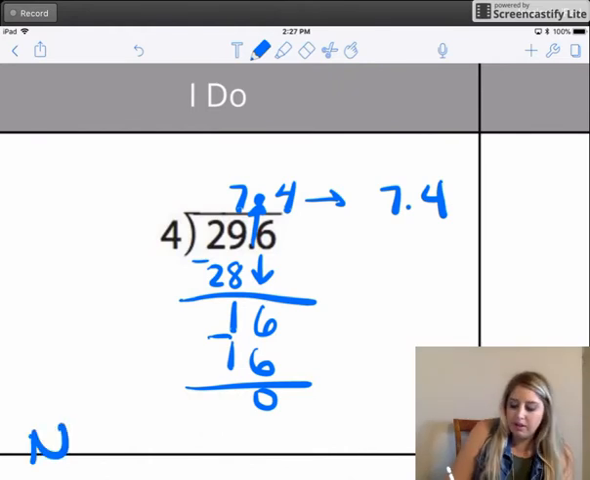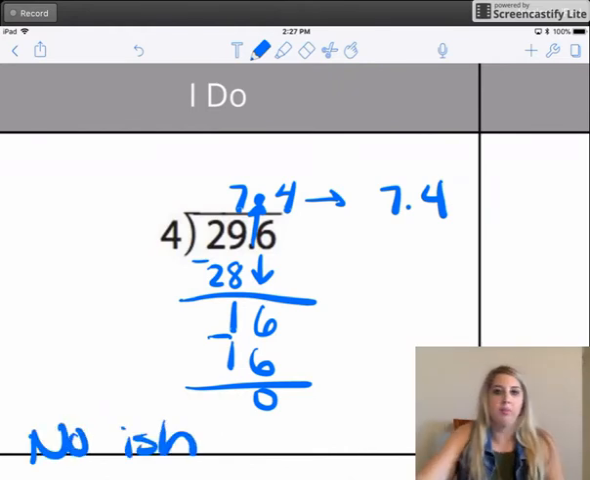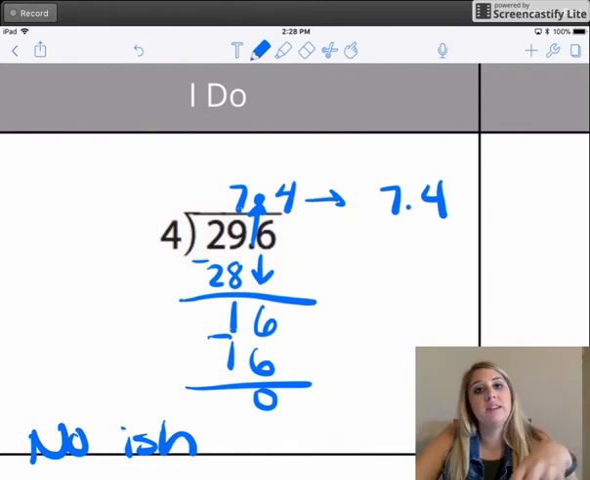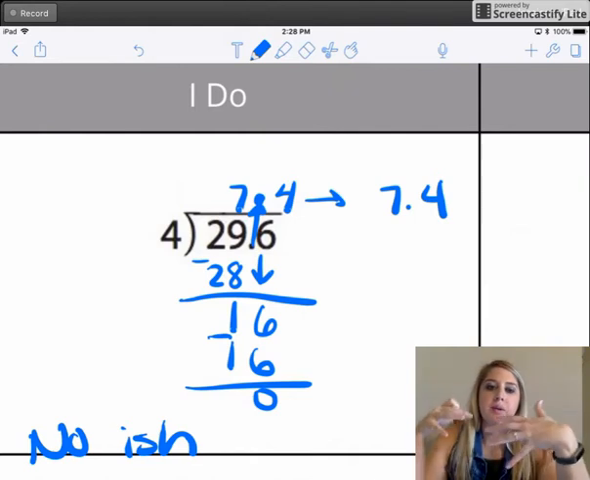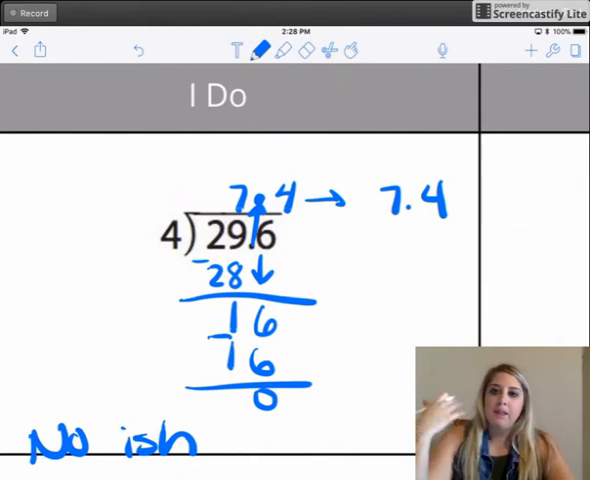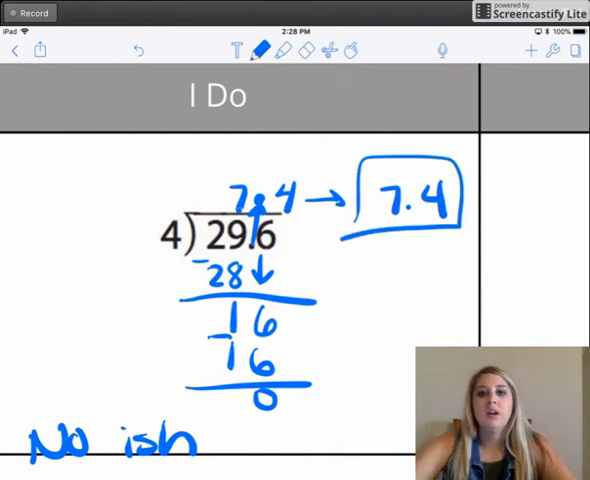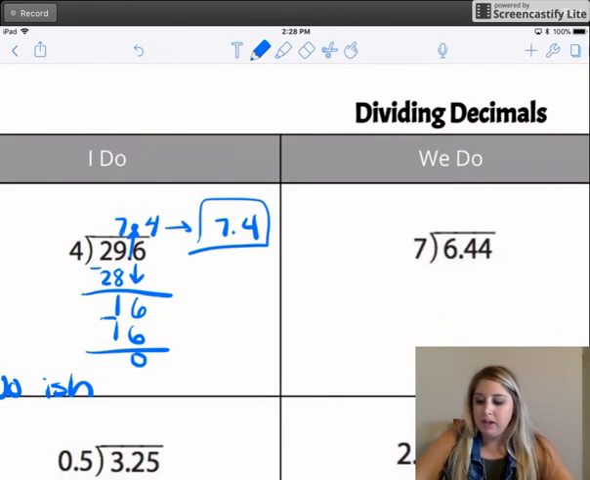Note, there is no "ish" on these problems. When we're asking you to divide the decimals, you're not going to stop at 2 decimal places. You're going to actually have to find out exactly what it would be when we're dividing. Okay, so that's 7.4. All right, this next one, this we do.